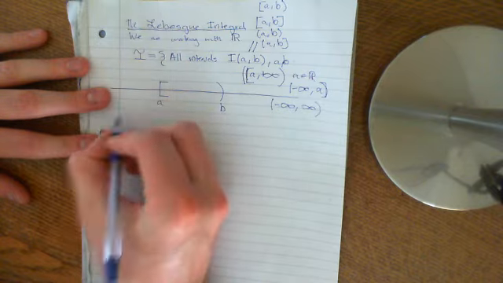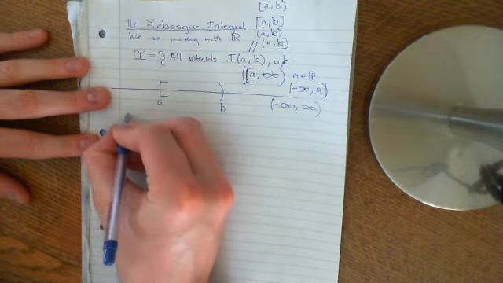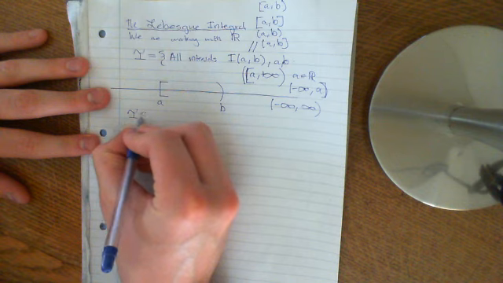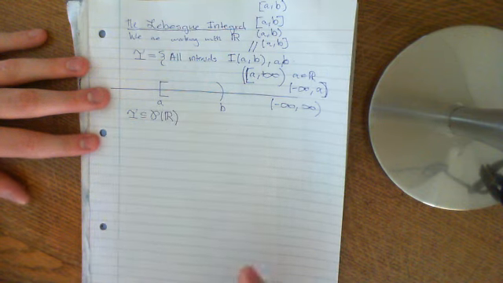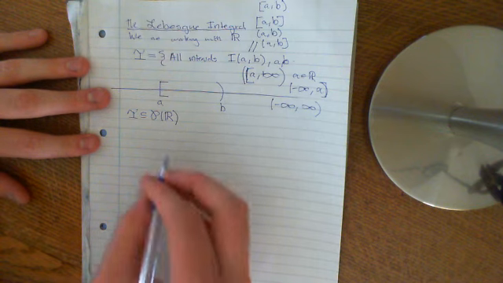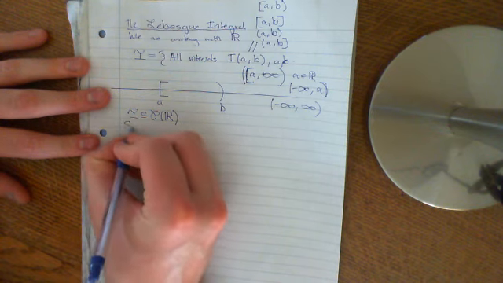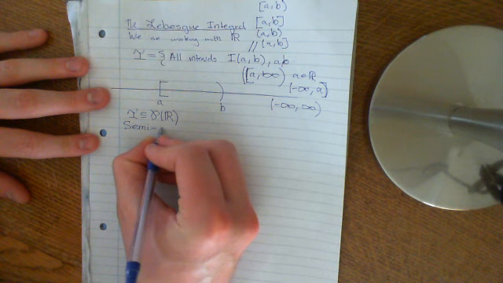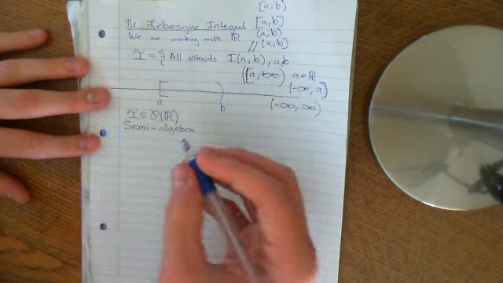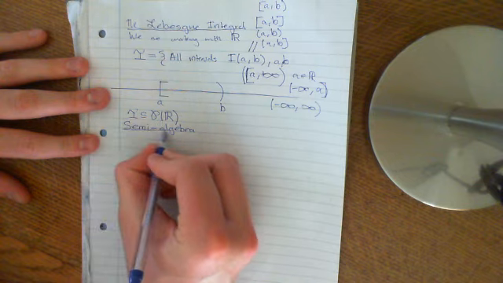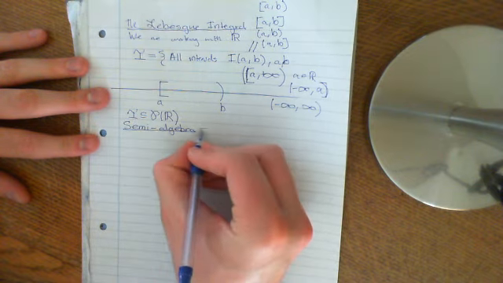So this is a set of subsets of the real line. So we could say that I is a subset of the power set of the real line. And it obeys some very nice properties, which when grouped together are given the name a semi-algebra of subsets. So I is a semi-algebra of subsets.